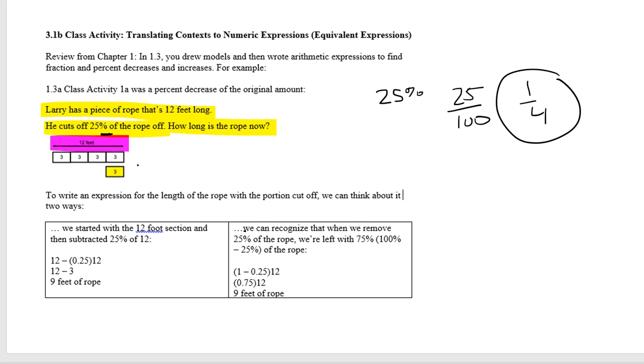So if we take the 12-foot rope, we divide it into 4 because we know he's going to cut off 1/4 of the rope. If we take 12 and divide by 4, each of those pieces would be 3 feet long. So we can see there is a picture right here for this situation. Each of the 4 pieces is 3 feet long, and if he cuts off 1/4, that means he's going to cut off one of these, he will be left with 9 feet of rope.